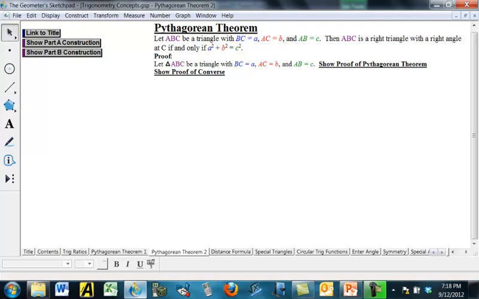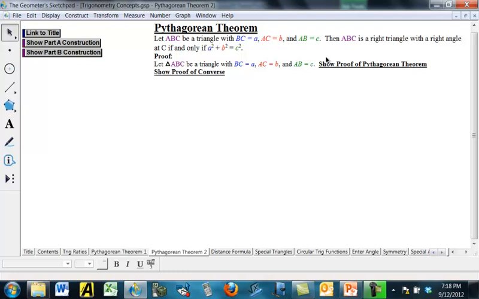Let ABC be a triangle with sides of length a, b, and c. Then ABC is a right triangle with a right angle at C if and only if a squared plus b squared equals c squared. So all of that's needed for the Pythagorean theorem, including what's usually called the Pythagorean theorem and also its converse.